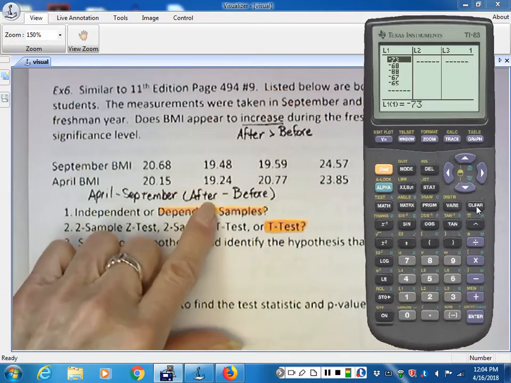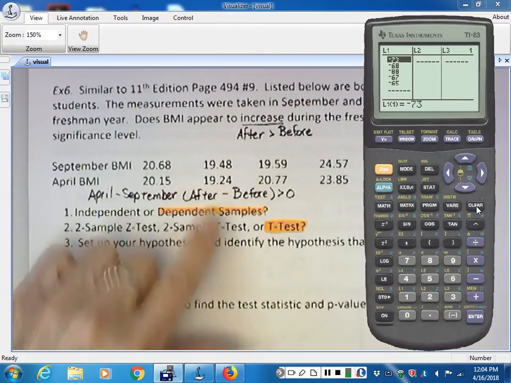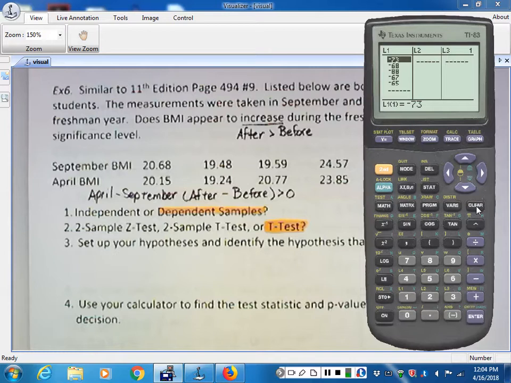And that means that this difference here is going to be greater than 0. It's going to be positive. Do you only do after minus before if the claim's talking about an increase, or do you always do it? You always do after minus before, because that's where the change takes place. If it's going down, you'll just have a negative after minus before. And if you say there's no difference, well then after equals before.